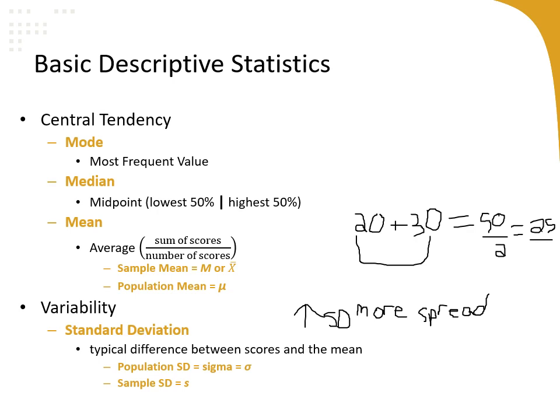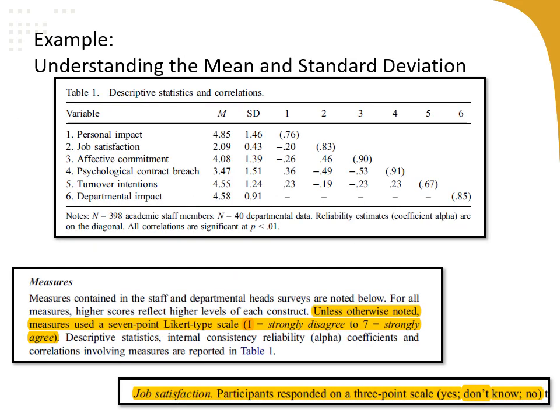Conversely, a smaller standard deviation means that scores are more consistent, closer together, not as spread apart. Now, in journal articles, typically, you're going to be seeing the mean and the standard deviation, not so much the median and the mode. So oftentimes you will see the mean and standard deviation presented at the beginning of a correlation table. So this is really where we're focusing right now.